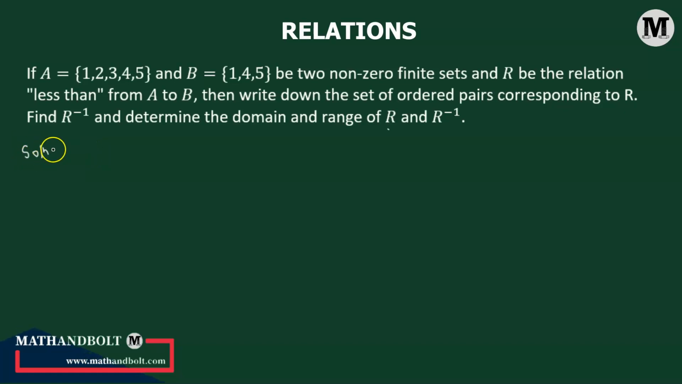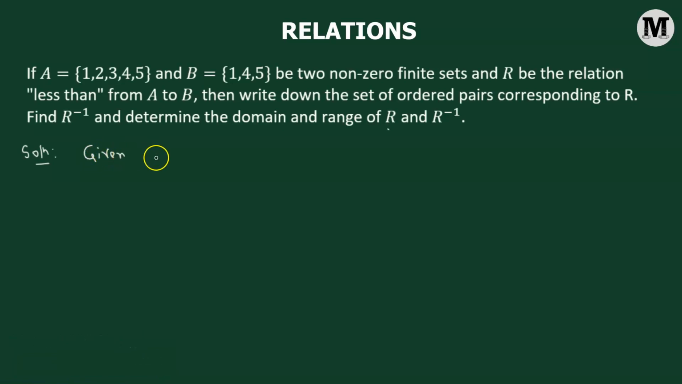So here we have the two sets A and B. So let's write down the two sets. We have the set A given by the set containing the elements 1, 2, 3, 4, and 5. And next we have the set B, which contains the elements 1, 4, and 5.